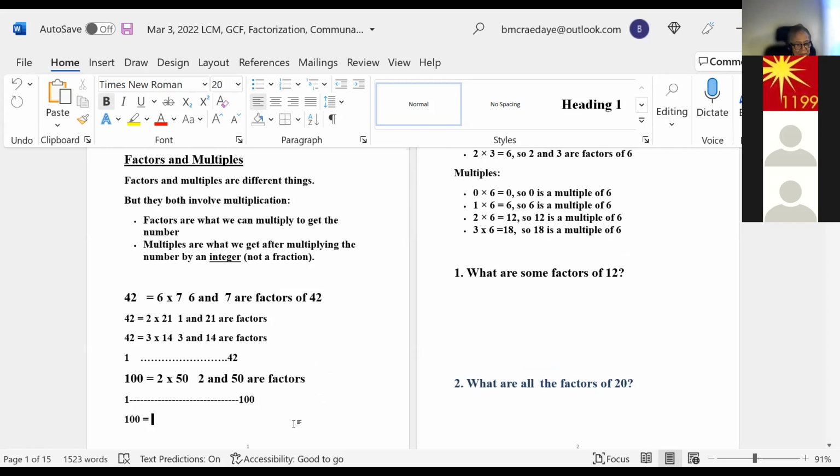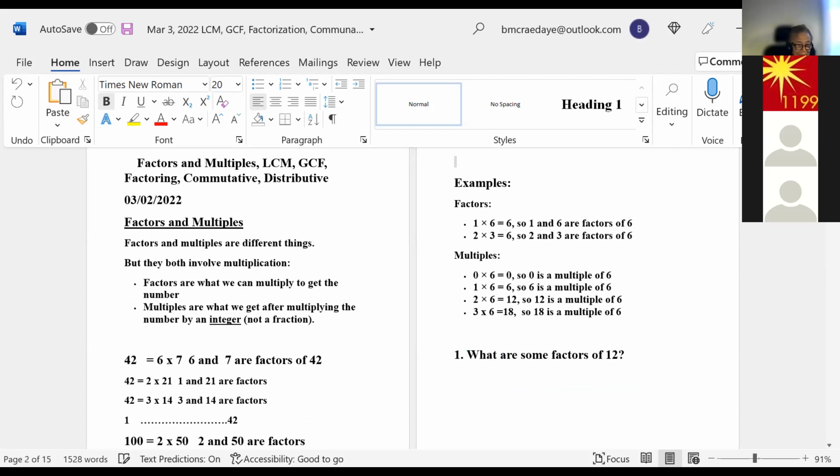What number can I multiply by 25 and get 100? I can multiply 25 by 4. That's right. 4 quarters of a dollar. Think about dollars. 4 times 25 equals 100. You can also do 10 by 10. That's right. 100 equals 10 times 10. But notice now, 25 has factors.